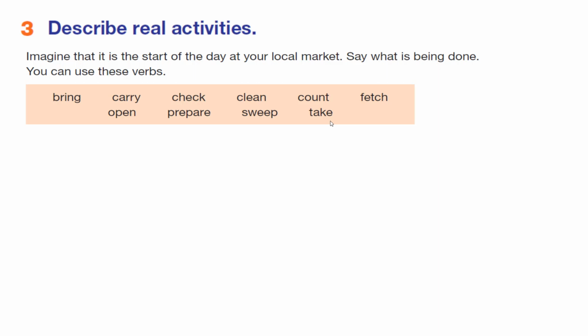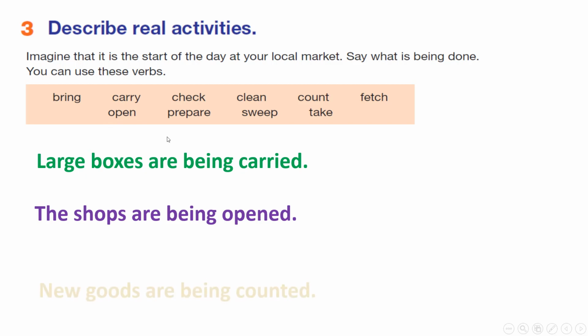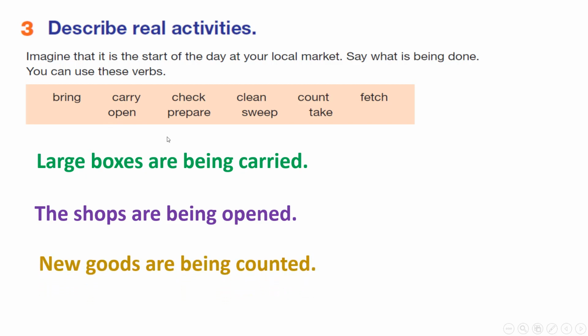So I'm going to write my own sentences. Number 1. Large boxes are being carried. Here I use the verb carry. The shops are being opened. I use here open. New goods are being counted. Here I use count. Now it's your turn to use other verbs and make passive sentences like this.